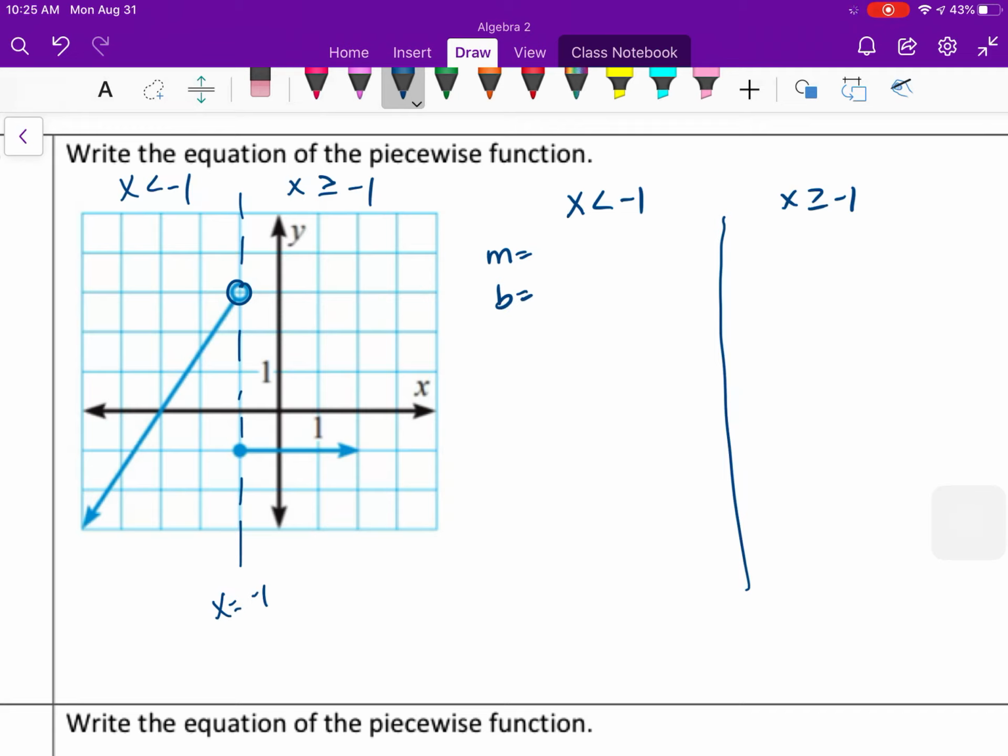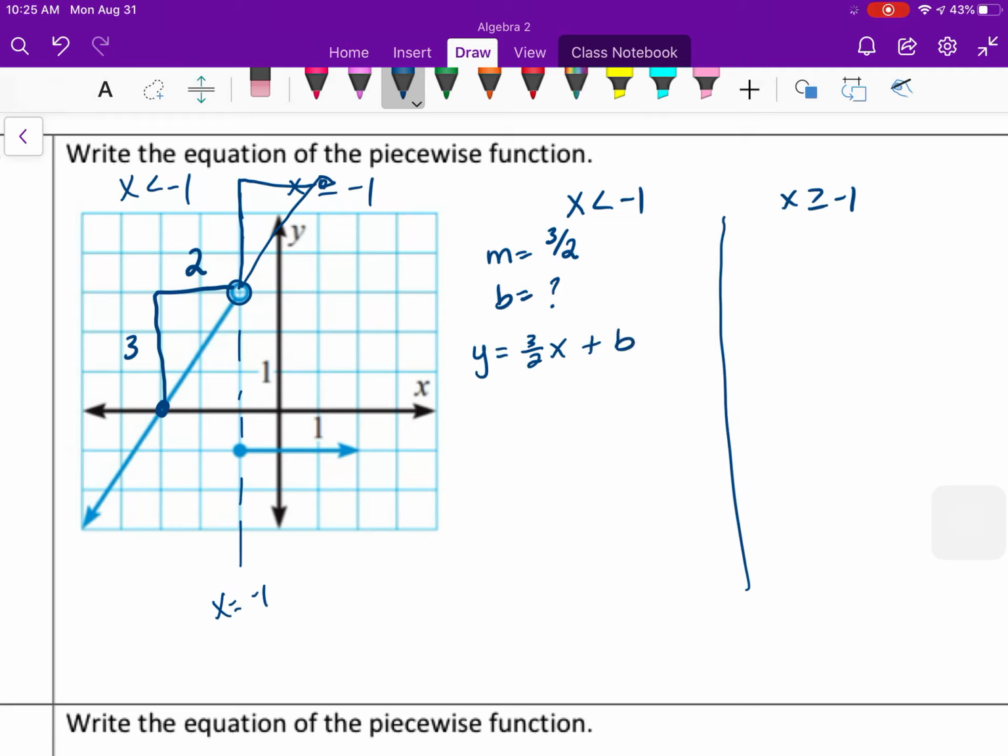Slope and y-intercept here. Let's see, we got a point here, so up 3 to the right 2, it looks like. Up 3 to the right 2, so the slope is 3 over 2. Y-intercept, up 3 to the right 2. You know, it's going to be hard to tell where that is crossing, so I'm going to need to solve for my y-intercept. So I'm going to start with y equals 3/2 x plus b.